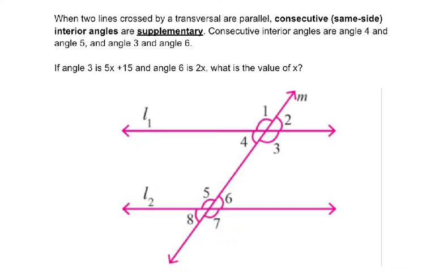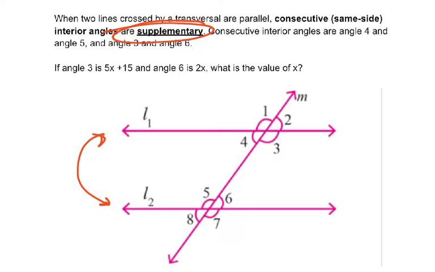And then finally, the only one that is different, consecutive interior angles are supplementary. So we're back on the interior. Angle 4 plus 5 is 180. Angle 3 plus 6 is 180.